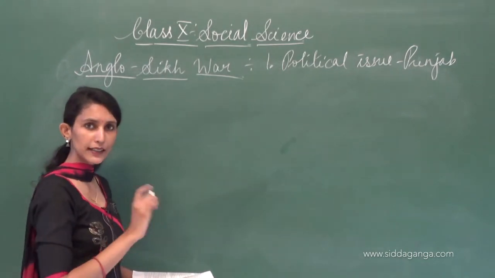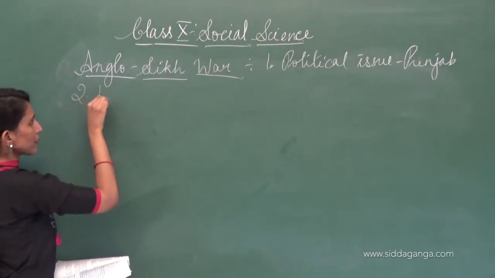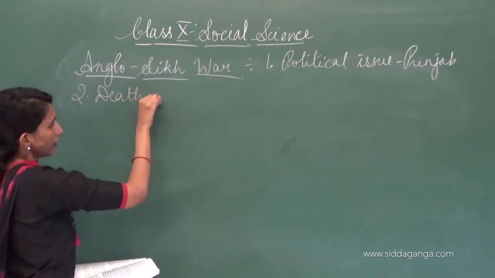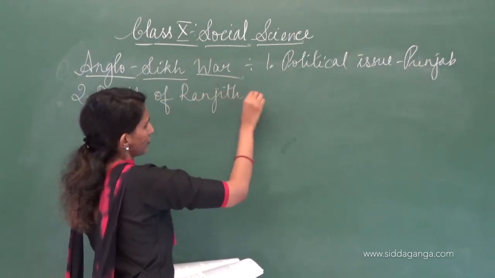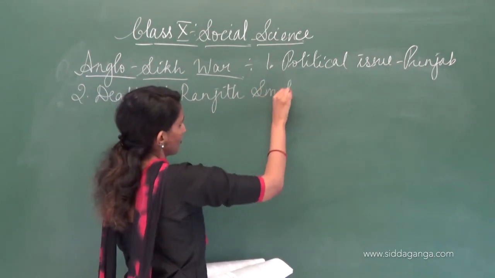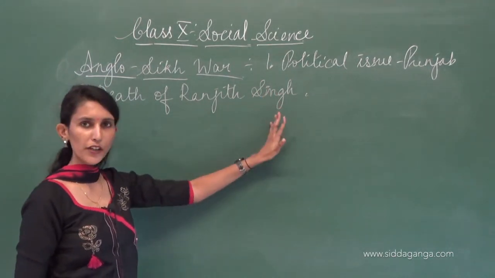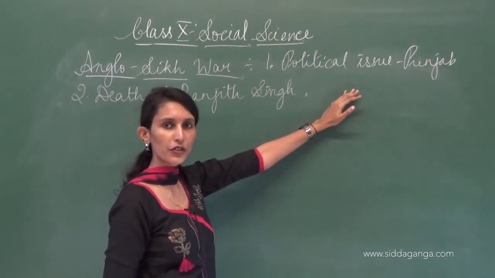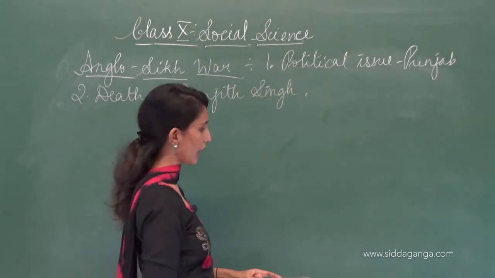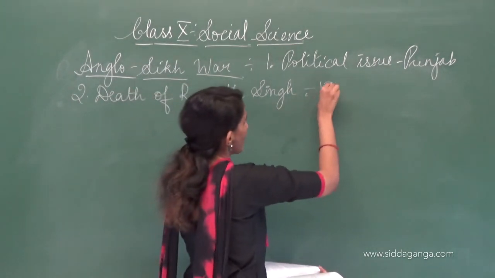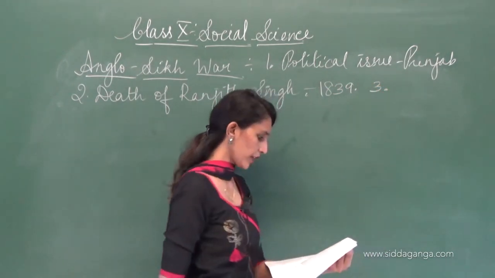Why did it begin and after what point of time did it begin? It began after the death of Ranjit Singh. These are the two points. Did you understand? There was a lot of political issue after the death of Ranjit Singh, and the war broke out in Punjab. His death was in 1839. What is the third point?